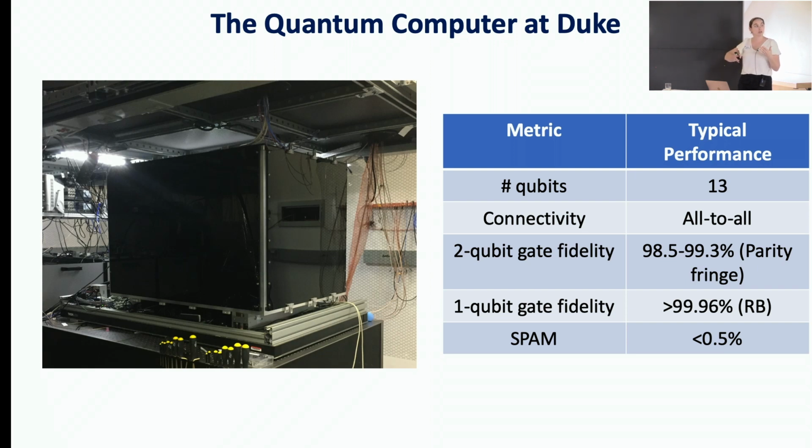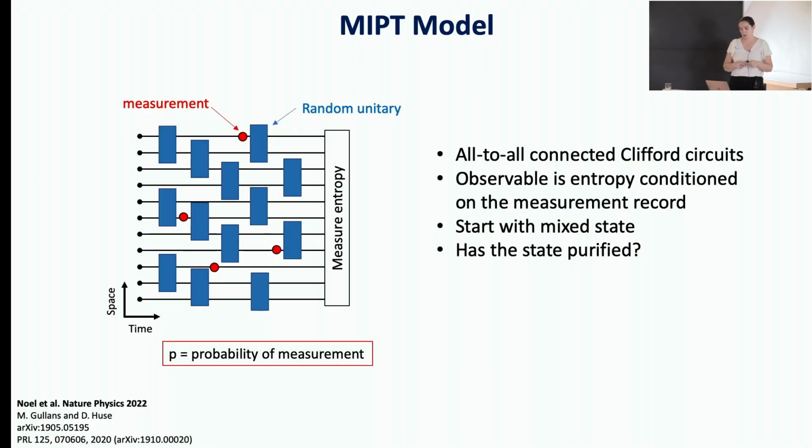So putting it all together, this is what our typical performance was like at the time when we took this data that I'll present. Our number of qubits is 13 with all-to-all connectivity in the chain. Our 2-qubit gate fidelity is about 99%, and our single-qubit gate fidelity is over 99.9%. And then we have some small SPAM errors. Okay, so this is the system that we use in order to study this phase transition.